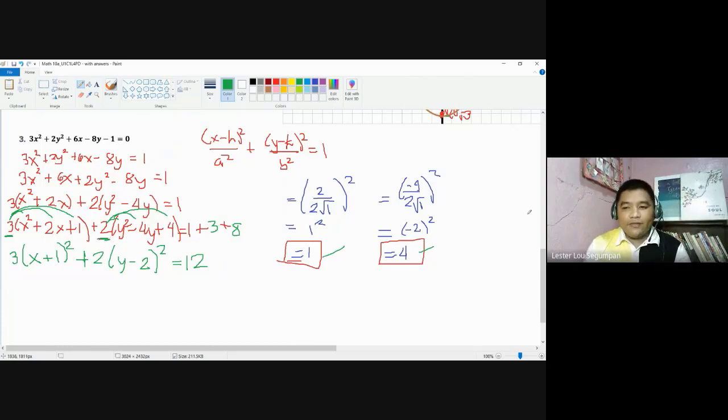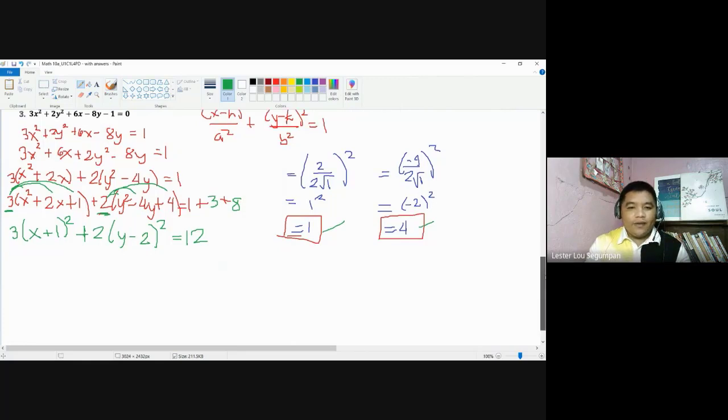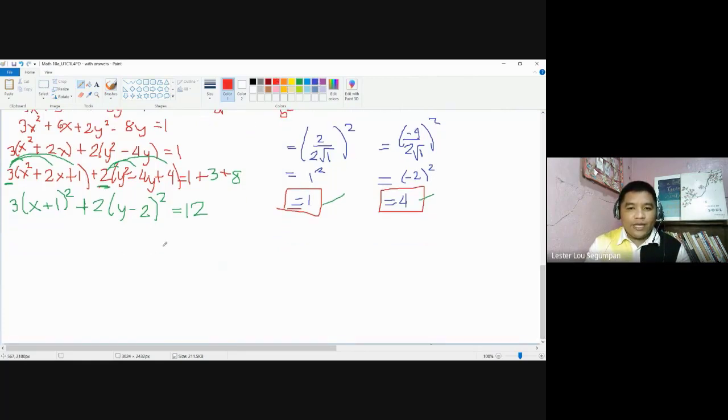To get the standard form. And why do we need the standard form? Because that is where we can get the value for A, B, and soon C. That could help us determine the vertices, the foci, and the covertices. We need to divide both sides by 12 because the standard form is where it is equal to 1. So if it's equal to 1, divide this by 12 as well, 12 as well here.